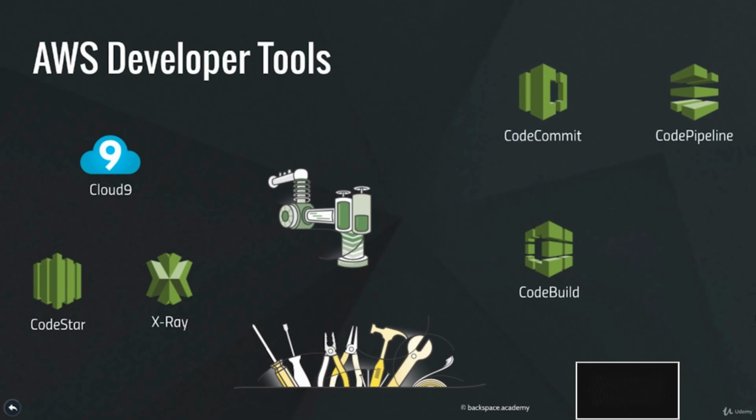AWS Code Deploy is a service that automates software deployments to a variety of compute services, including Amazon EC2, AWS Lambda, and even instances that are running on premises. We'll be using Code Pipeline, Code Build, and Code Deploy quite a bit if you're going on to do the Developer Associate pathway with Backspace Academy.